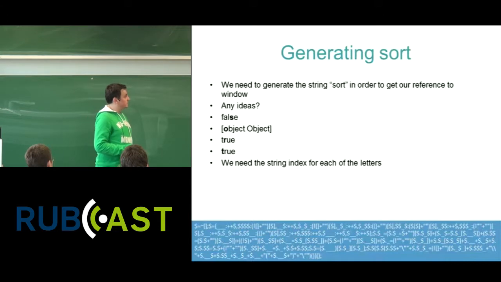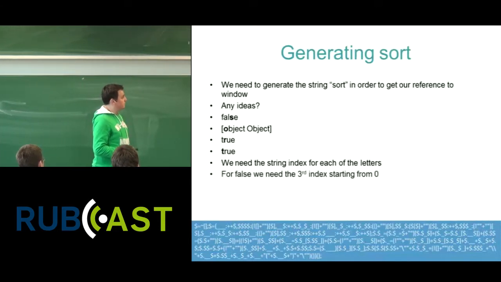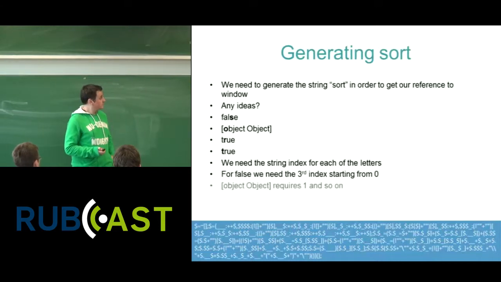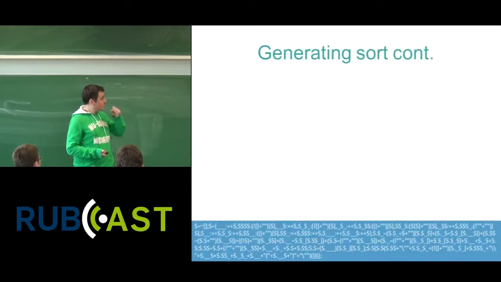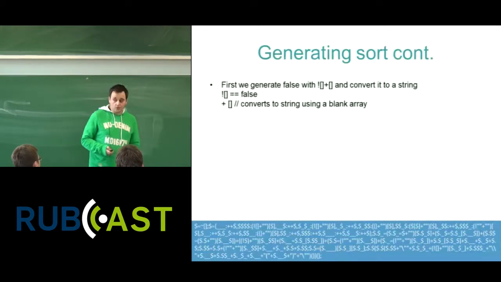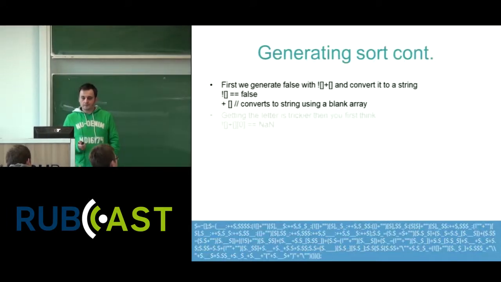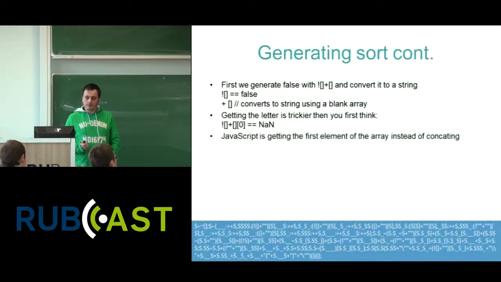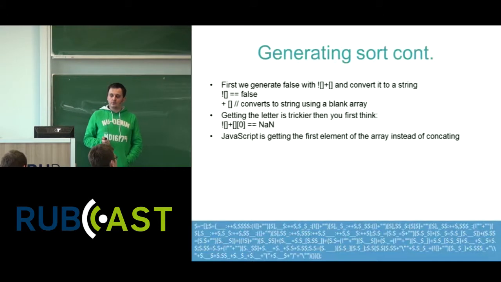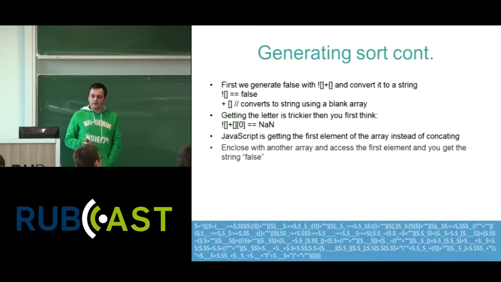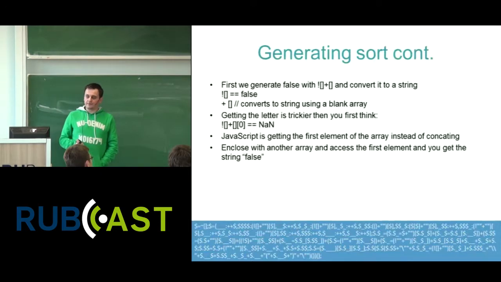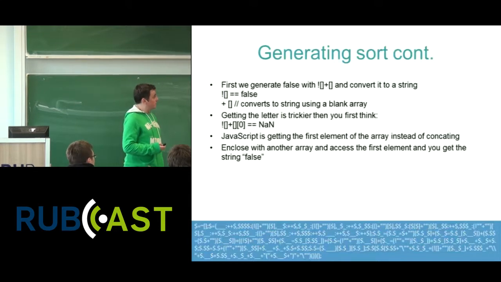So we need the string index for each of the letters. For false, we need the third index starting from 0. Object, object requires 1, and so on. So we first generate false using the technique I showed you before. Then we generate none. So we get the first element of the array instead of concatenating. Enclosing the array with the first element gets us the string false. So we're generating the values false and true, etc., and getting the values from them.